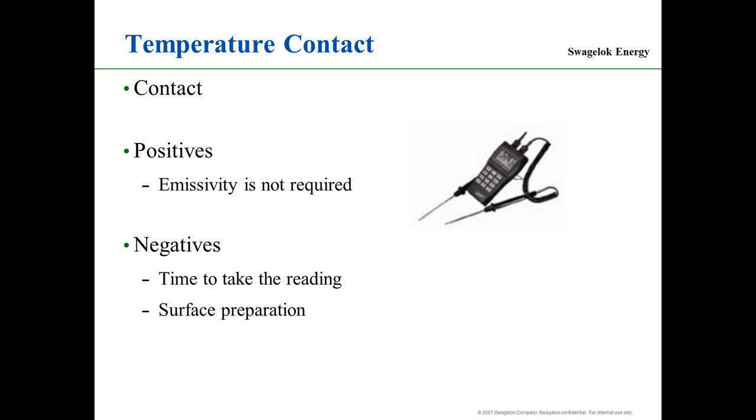So that's your visual. Then we go to temperature. Temperature, contact. Positive: emissivity is not required, and you're going to make direct contact with the pipe. Negative: it takes time to take the reading. You need some surface preparation. Contact measurement is not very fun, about as much fun as drinking sulfuric acid sometimes. But there are cases that we use contact measurement. It is one of our tools. Like I said before, don't disregard any tools.